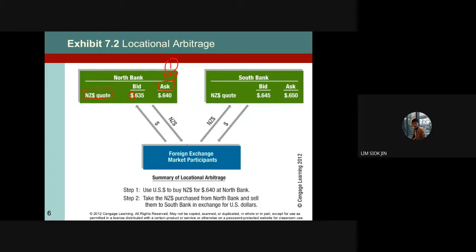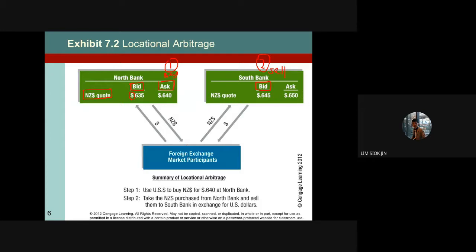If you have New Zealand dollar, you will sell at a bid price. Which one has a higher bid price, North Bank or South Bank? South Bank. Right? South Bank is willing to buy New Zealand dollar from you. That means you can sell it to them at 66.45 cents per New Zealand dollar. So if you want to sell, choose to sell here at South Bank.